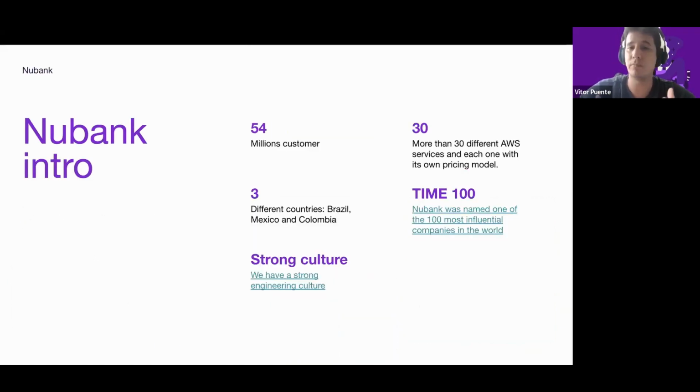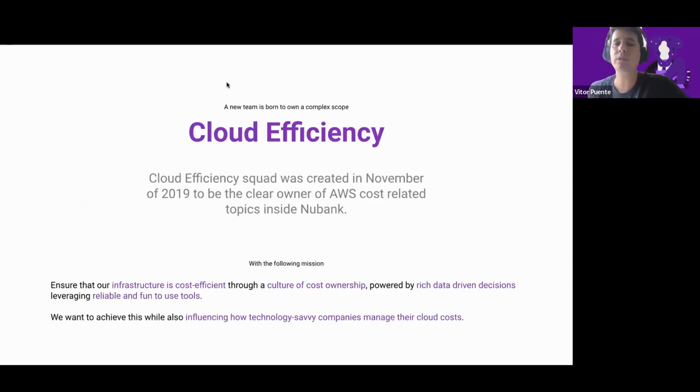I don't know if everyone knows Nubank, but we are a digital bank platform with 54 million customers. We rely on a lot of AWS. Our main infrastructure is AWS, and we are operating in three different countries, Brazil, Mexico, and Colombia. Recently we have been named one of the most influential financial companies in the world by Time, and we always like to say that we have a very strong culture, mainly towards engineering, okay?